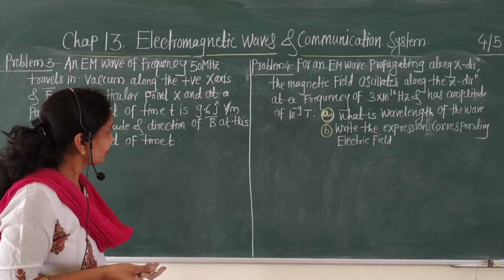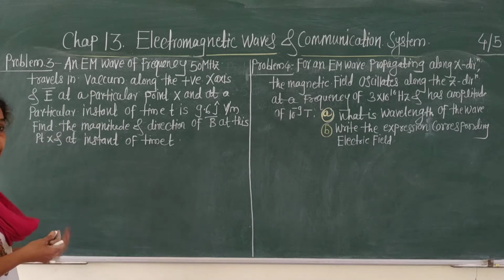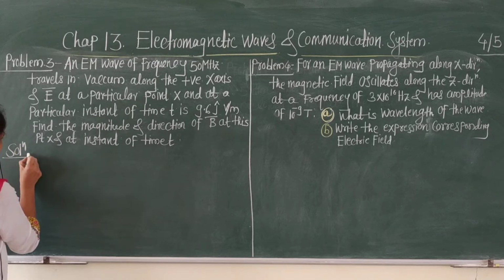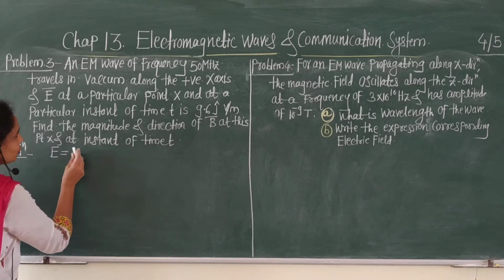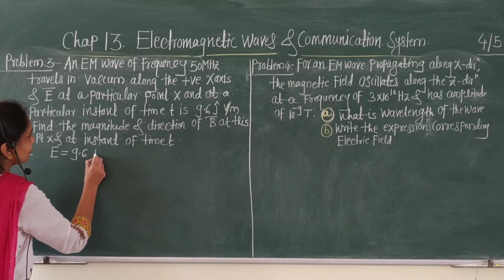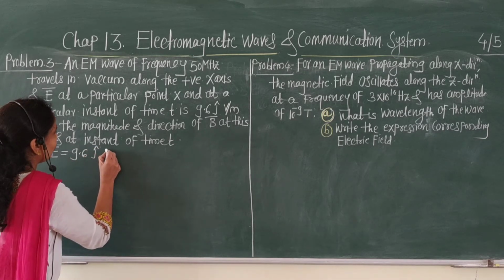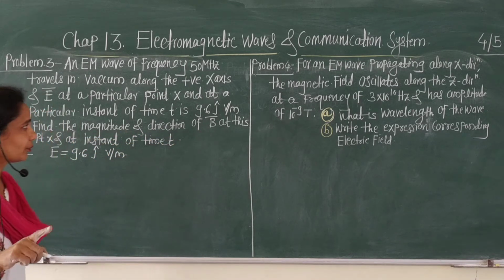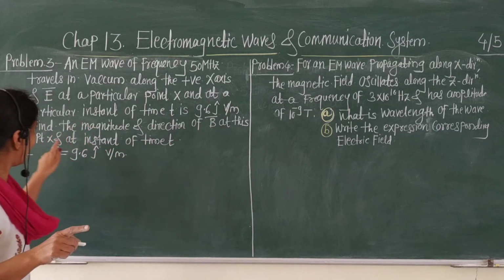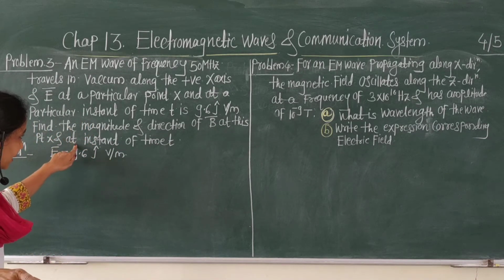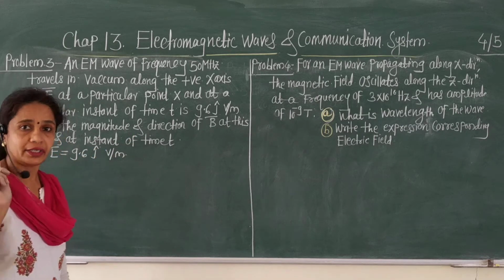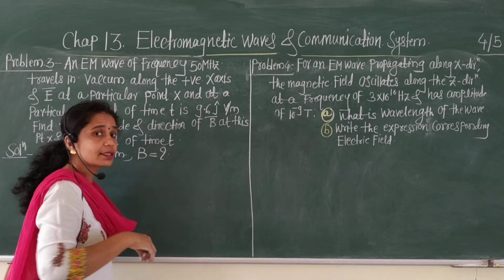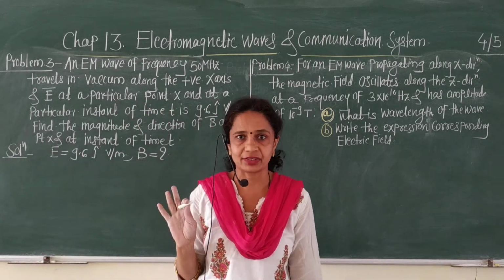9.6 j vector volt per meter. Therefore, we have been given E equal to 9.6 j vector volt per meter. Find the magnitude and direction of the B vector at this point x and at instant of time t. Therefore, we have to calculate B, its magnitude and direction.